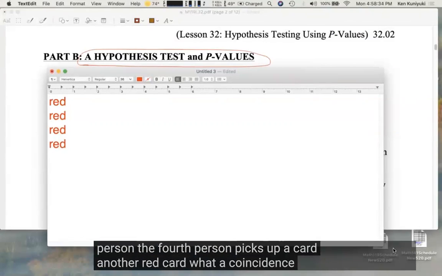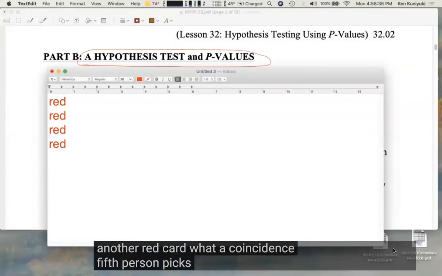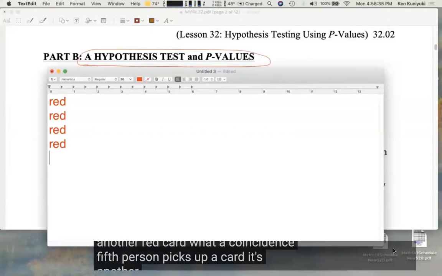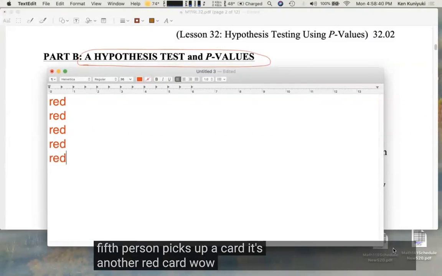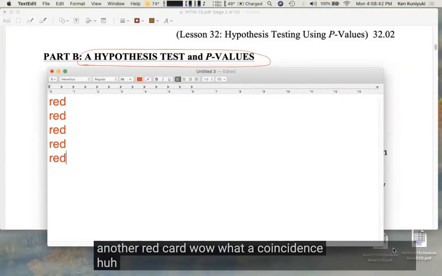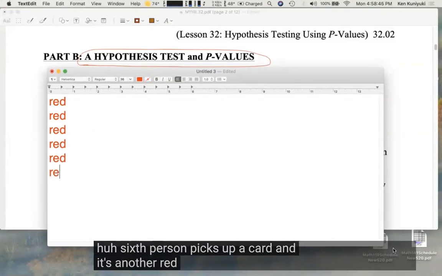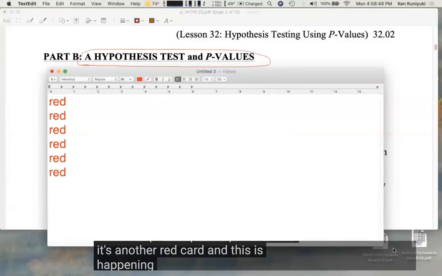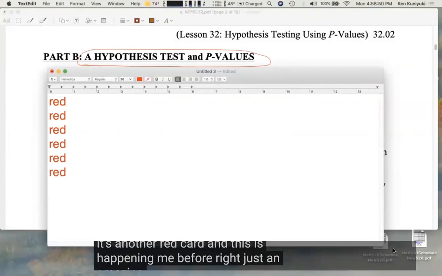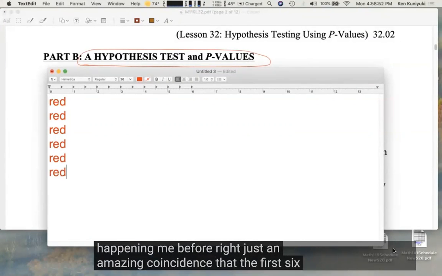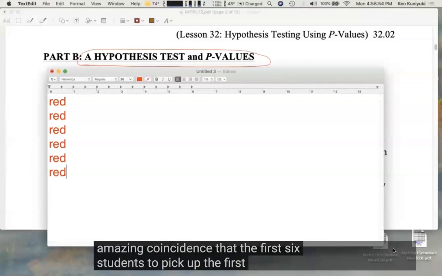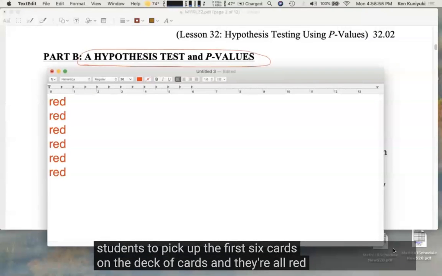What a coincidence. Fifth person picks up a card. It's another red card. Wow, what a coincidence, huh? Sixth person picks up a card, and it's another red card. And this has happened to me before, right? Just an amazing coincidence that the first 6 students to pick up the first 6 cards on the deck of cards, and they're all red.